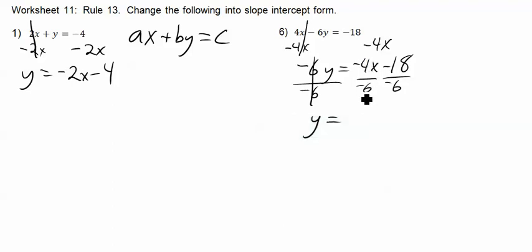-4 over -6. So since both of these are negative, we're going to be positive, and it's going to be 4/6 x. We'll talk about this a little bit more in just a second. And then -18 divided by -6 is +3. Now there's one last little step we need to do. We need to simplify this fraction. We can divide the top and the bottom by 2. We end up with y equals 2/3 x plus 3.